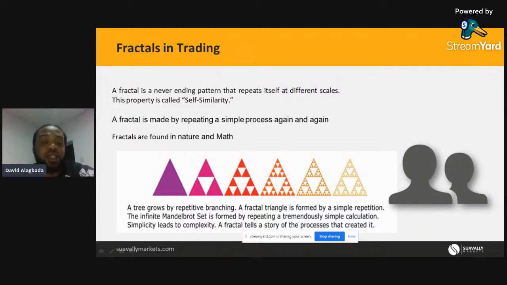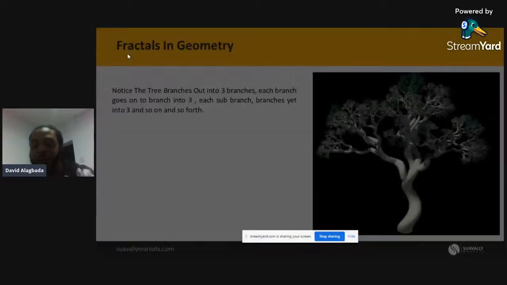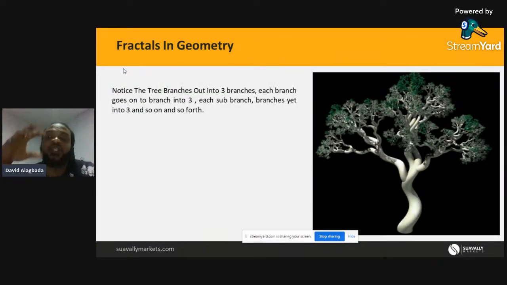Okay, so let me show you how this works in geometry, for instance, because fractals in geometry is what's most applicable to price action, because geometry basically involves shapes. And a lot of price action has to do with the shape of the chart. So factors in geometry get to be more important when you think about it in terms of shapes.